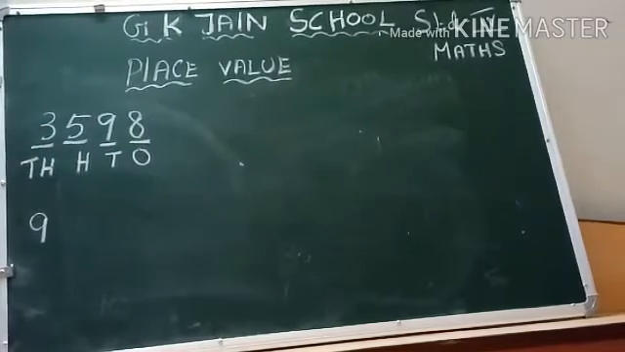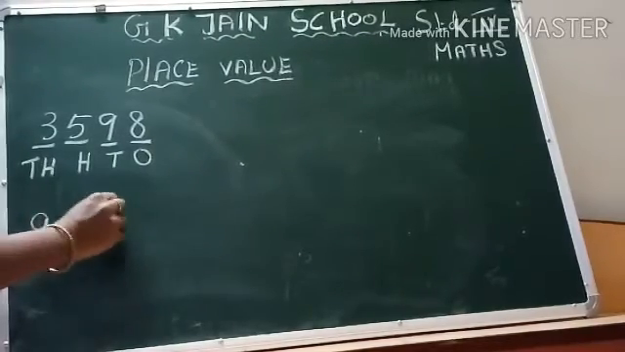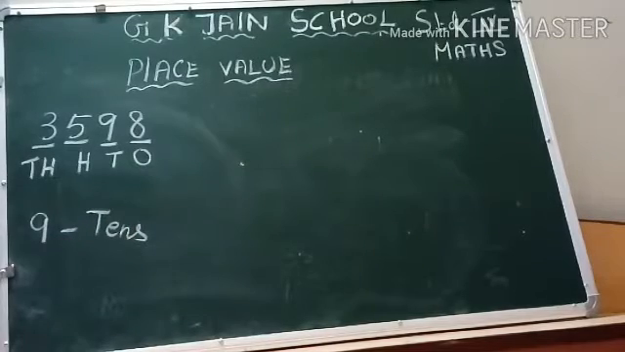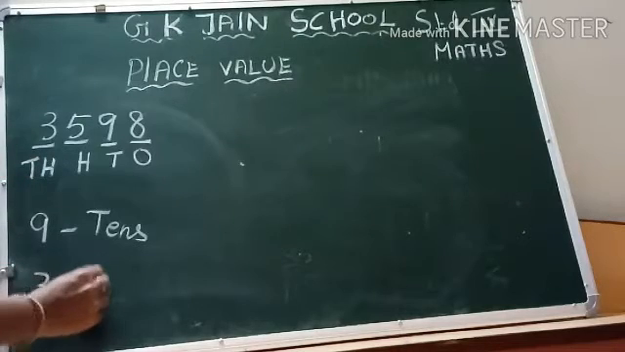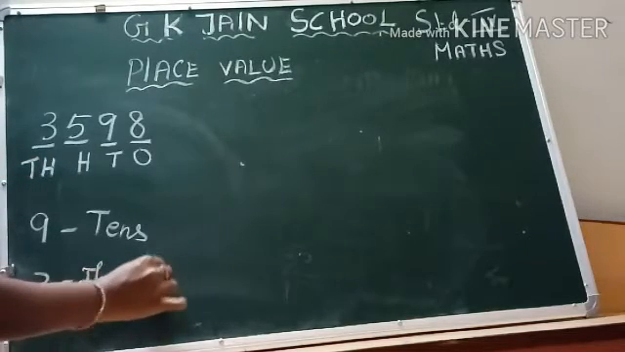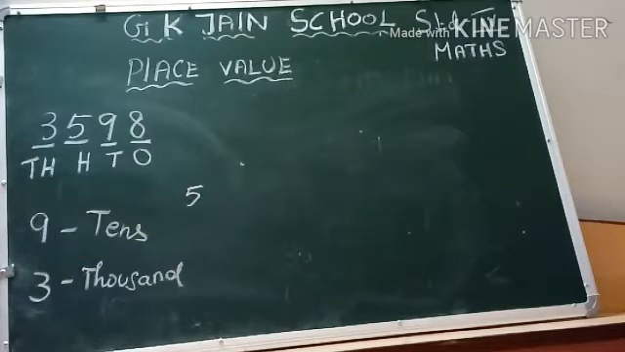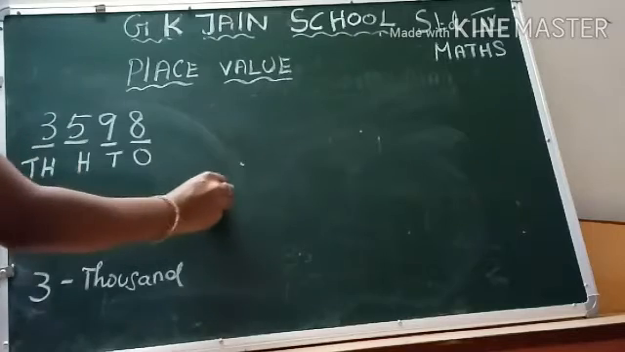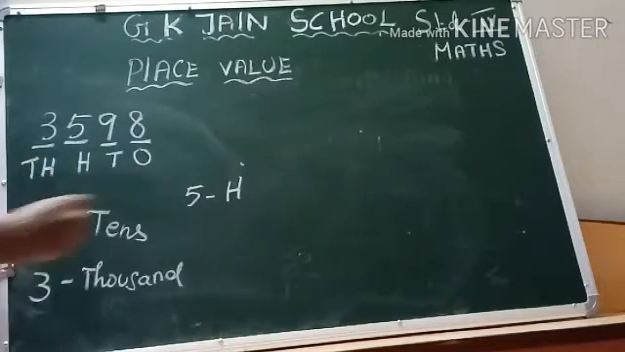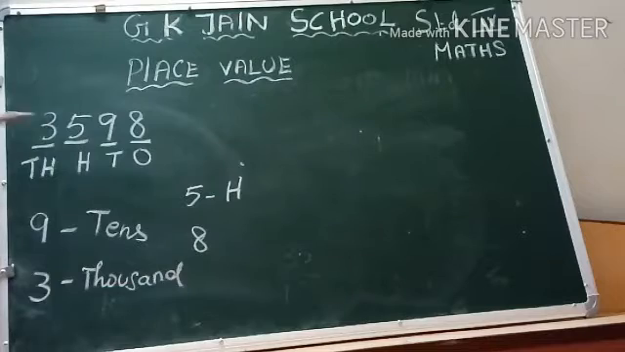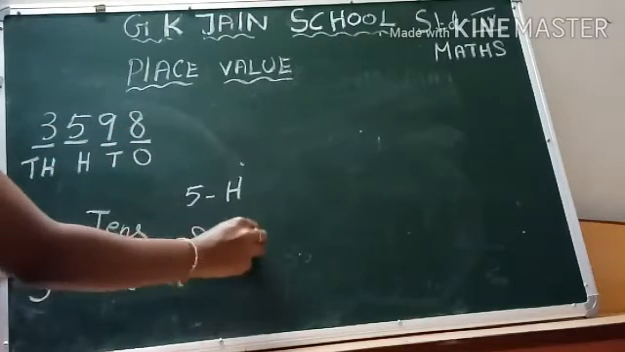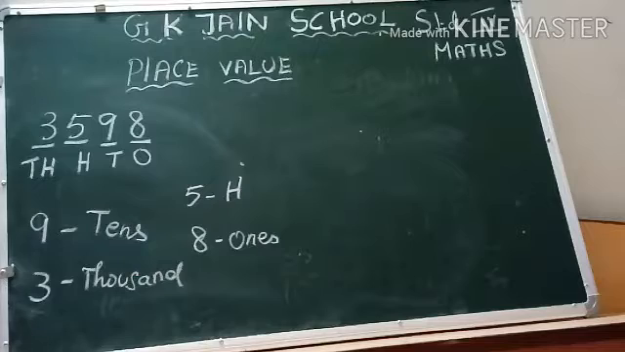Got it? Okay, tell me, what is the place value of 9? It's a tens. What is the place value of 3? 1000. Right. What is the place value of 5? 100. What is the place value of 8? Ones. Got it? So this is the way we easily identify the place value.